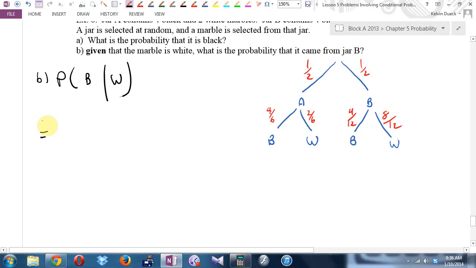By the way, this B is a jar, this B is black. Sorry, I shouldn't have used the same letter twice. That was sloppy. I should have gone A, not A. Black, white, or something like that. Anyways, don't get the B's confused. Jar B, then white.